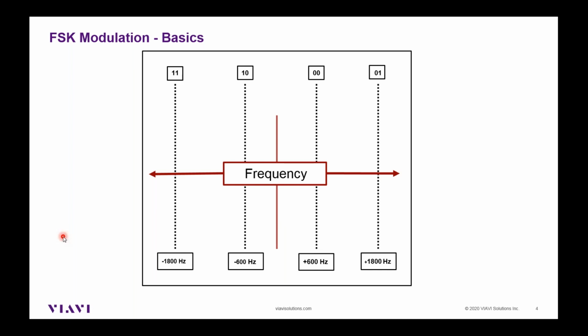Each of these frequency offsets represents a 2-bit pattern. In the case of Project 25, one offset is minus 1800 hertz, another offset is minus 600 hertz, another is plus 600, and plus 1800 hertz. So with these four offsets, the carrier, depending on the data that's built up to send out, moves to one of these four frequency offsets. If it wants to transmit a 1-1, it moves the carrier to 1.8 kilohertz below center frequency.